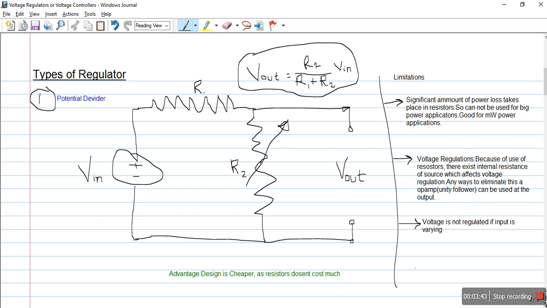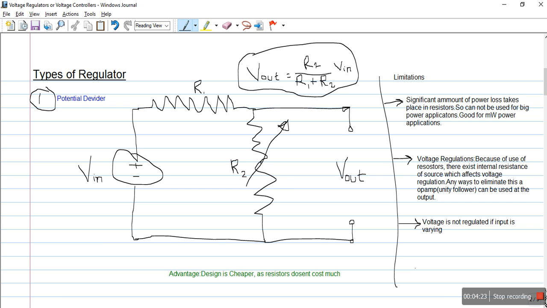In this slide we are going to see the types of regulators. Basically, various types of regulators, controllers and converters are available, so let's see them one by one. This is a very basic type of regulator. It is nothing but a combination of two resistances connected in series. You apply the input voltage across the combination of resistances, and you tap the output voltage across one of the resistors.